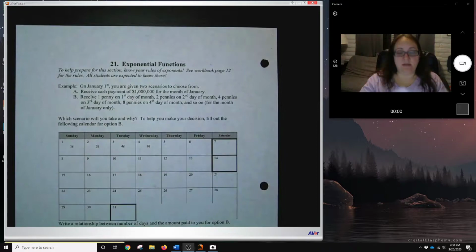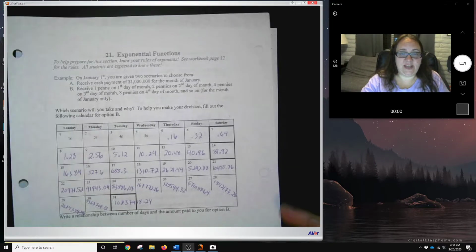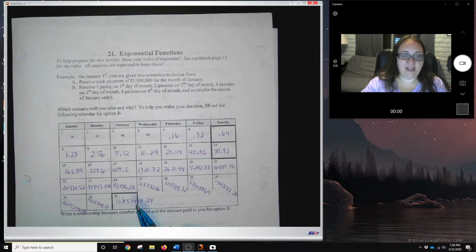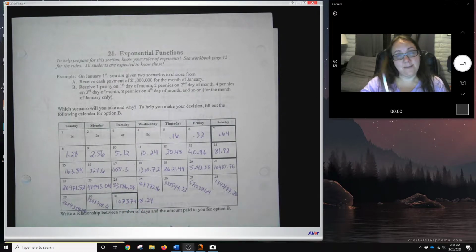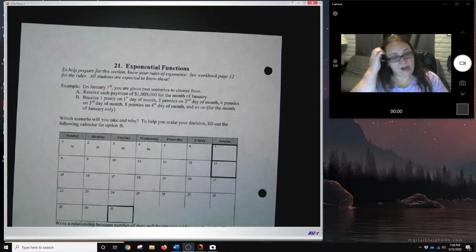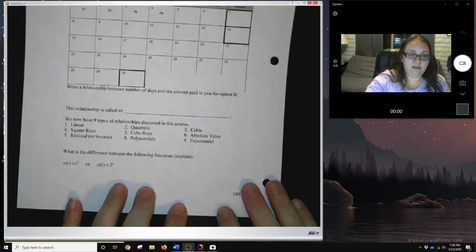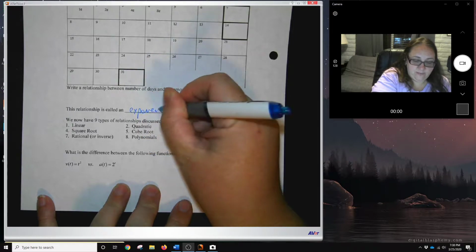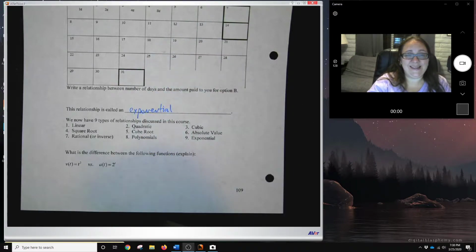Okay. If you paused and filled out the table, your table should have looked something like this, where on the last day of the month, you would have made $10,737,418.24. Maybe a little bit more than you would have predicted, but that's what exponential functions do. So exponential functions are functions where we have variables in the exponent.